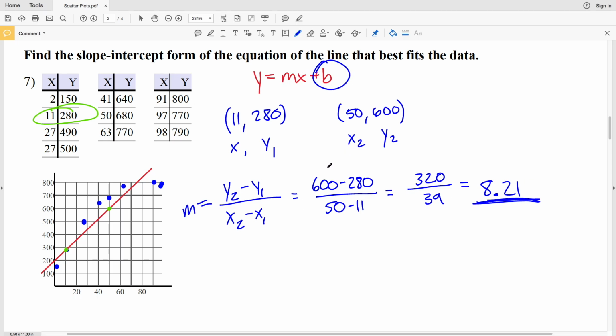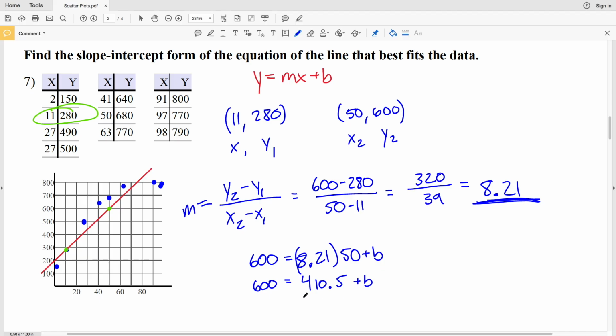Now we need to find b. One way to solve for b is by plugging in either x1 and y1 or x2 and y2 for x and y in our slope-intercept form equation, plugging in m, which we just calculated, and then solving for b. I'm going to plug in x2 and y2. So I'll have 600 for y equal to our slope m, which is 8.21 times x of 50, and then we're going to add that to b. So that's going to be 600 equal to 8.21 times 50, which is 410.5. And we're still adding b to that.